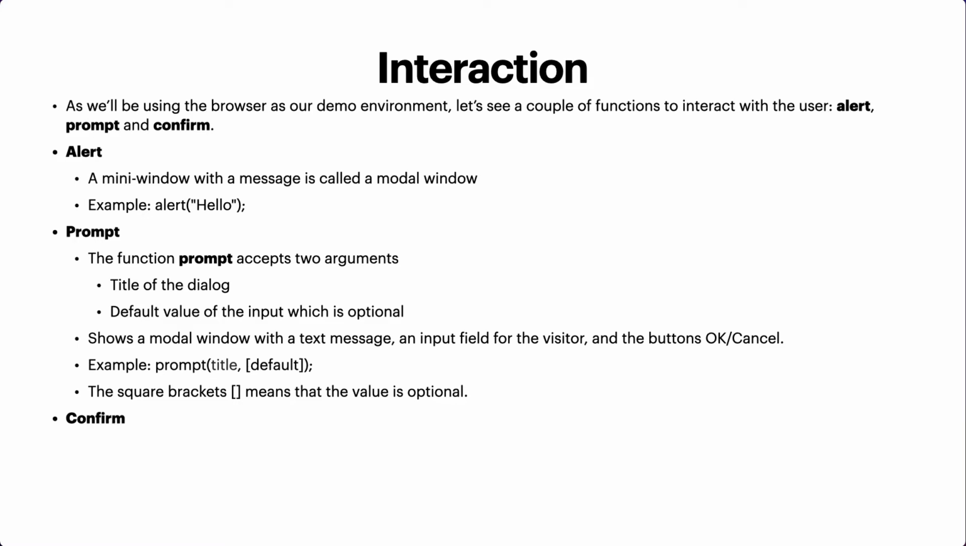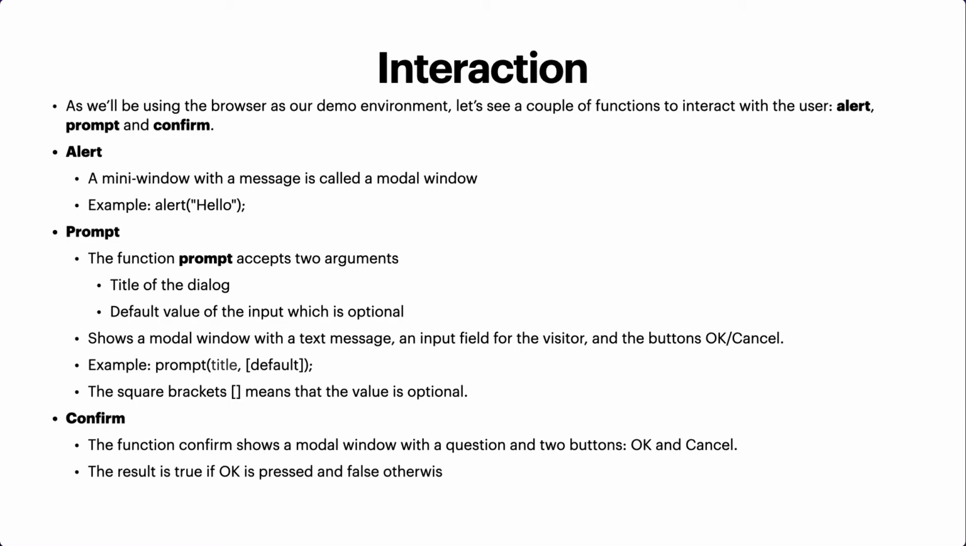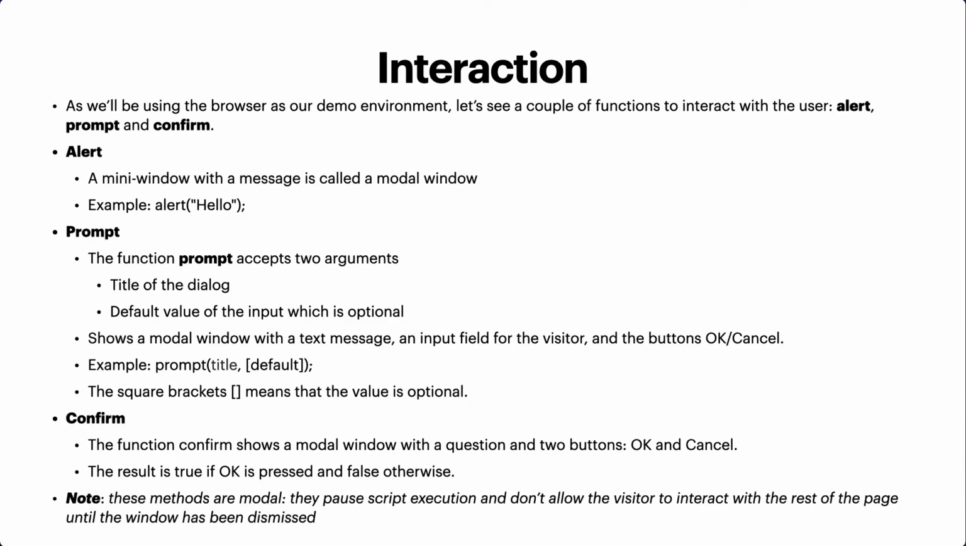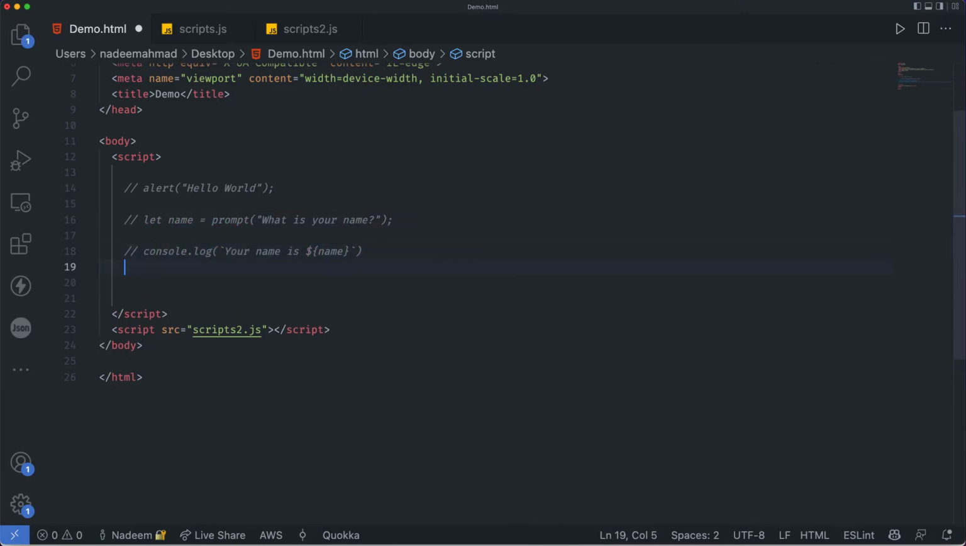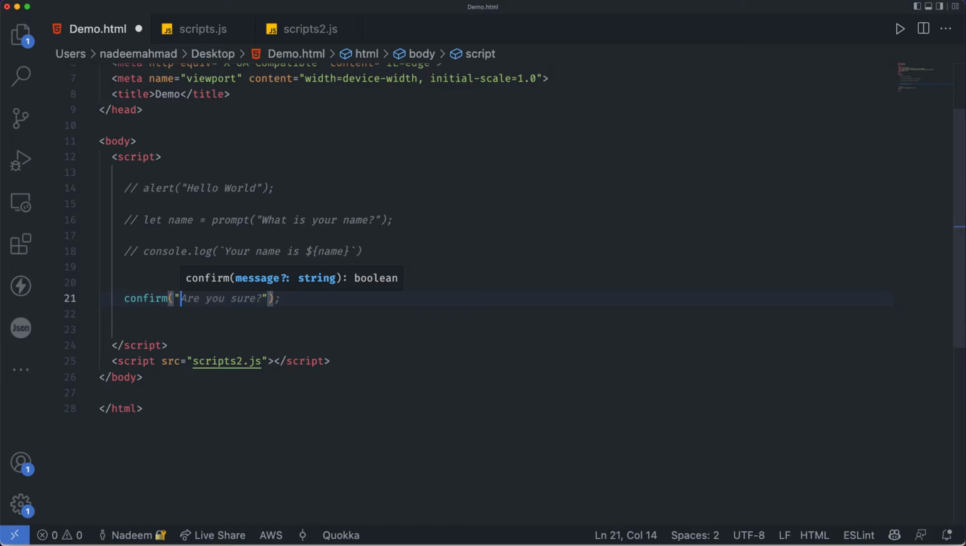There is another type of dialog that is called confirm. The function confirm shows the modal window with a question and two buttons, OK and cancel. The result is true if the OK is pressed and false otherwise. So yeah, let's just see how it really works. Confirm. So we just talked about alert and we talked about prompt. We have another type called confirm.